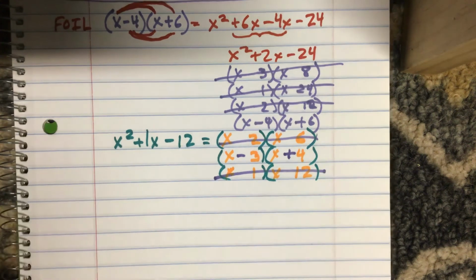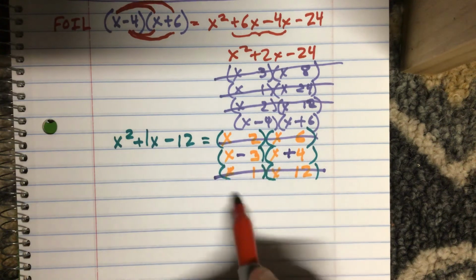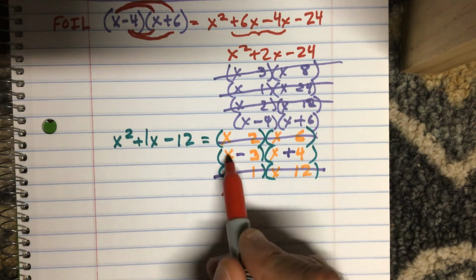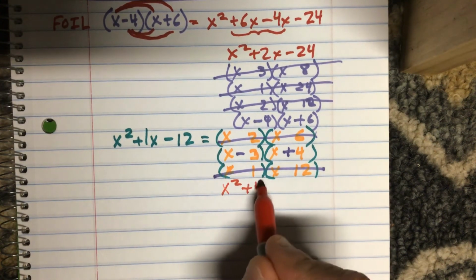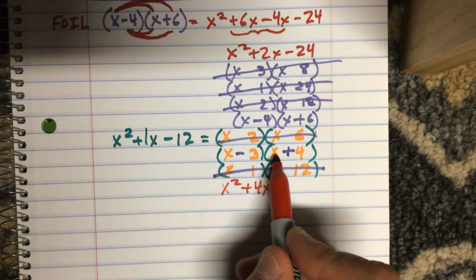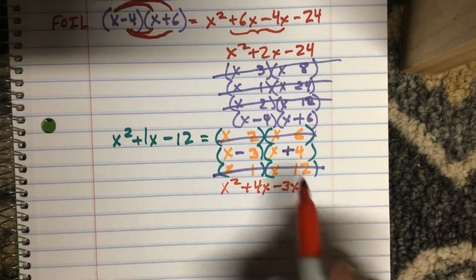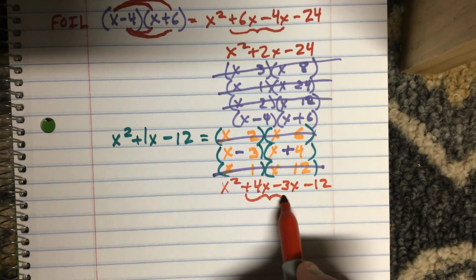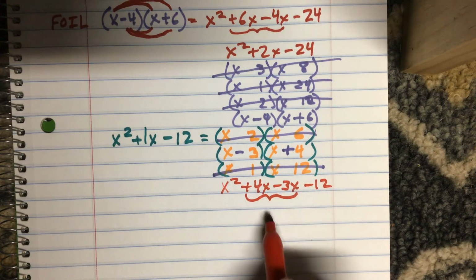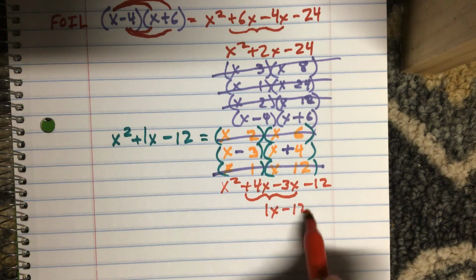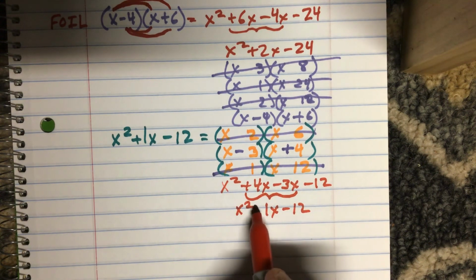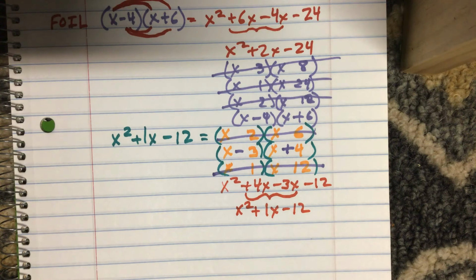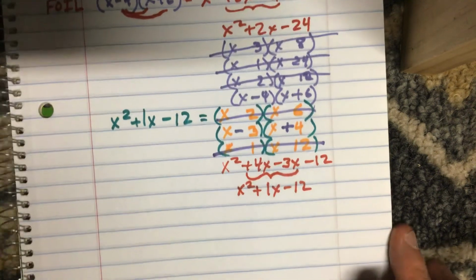And so, of course, you can check these. x times x is x squared. x times 4 is 4x. Negative 3 times x, negative 3x. And negative 3 times 4, negative 12. Combine these two like terms. 4 minus 3 is 1x. And so I have the right answer. And you can always check your answer on a quiz or a test. You know if you factored it correctly by multiplying it out. Because, again, distributing is the opposite of factoring.